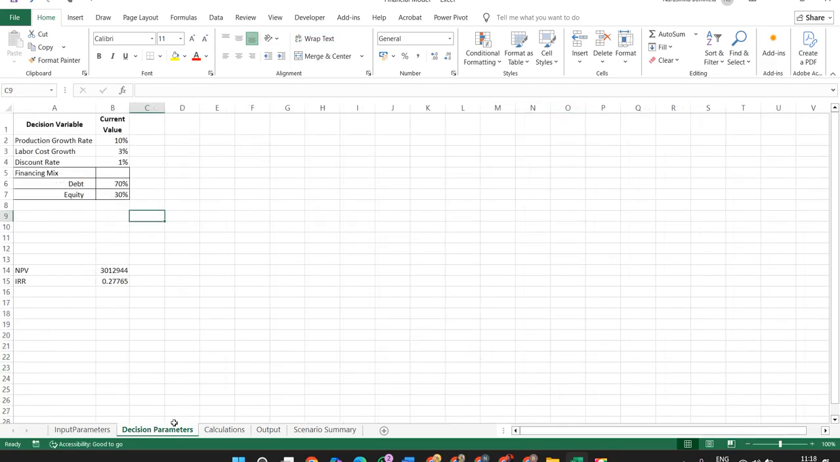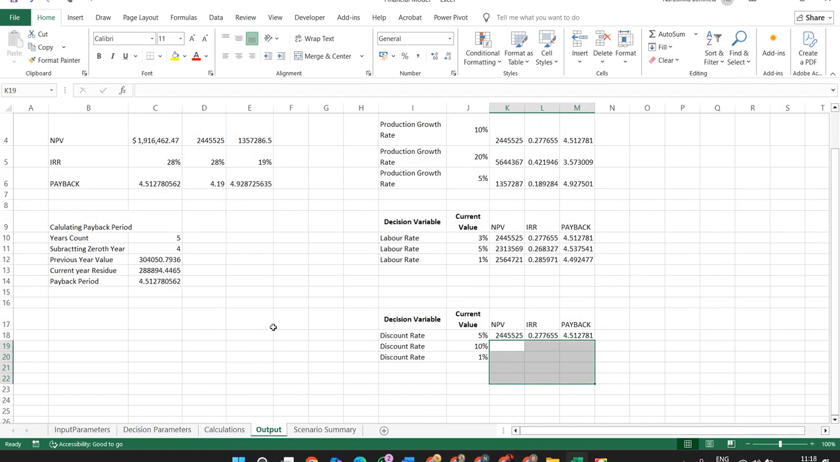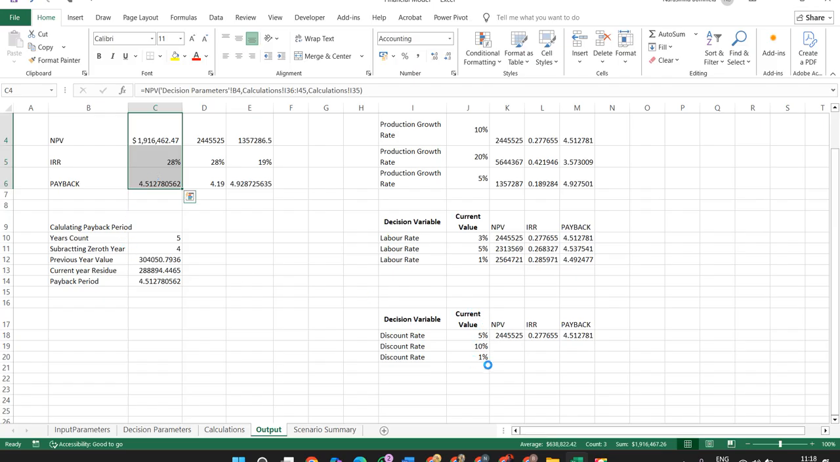Let us try again for this 10%. Actually here what I did is I didn't update this labor cost. So when it is 10%, what will it be? Let us see again. Output. I can see that these are the values.